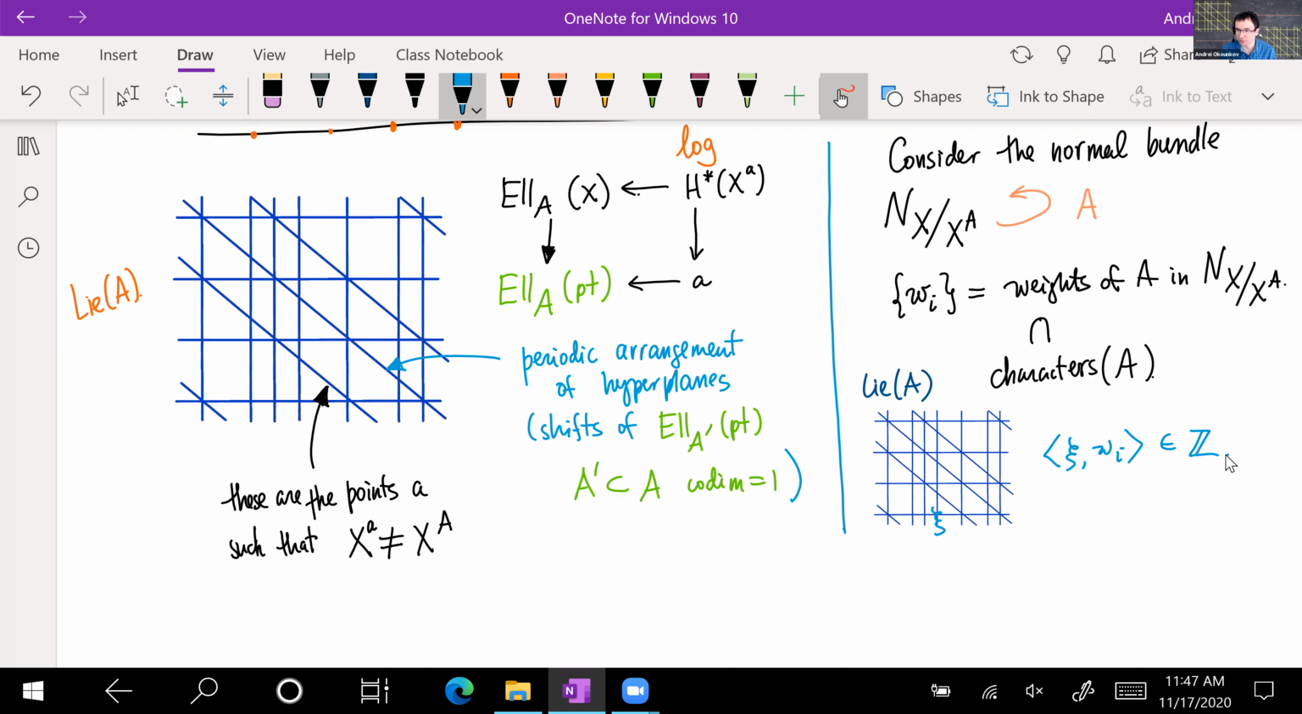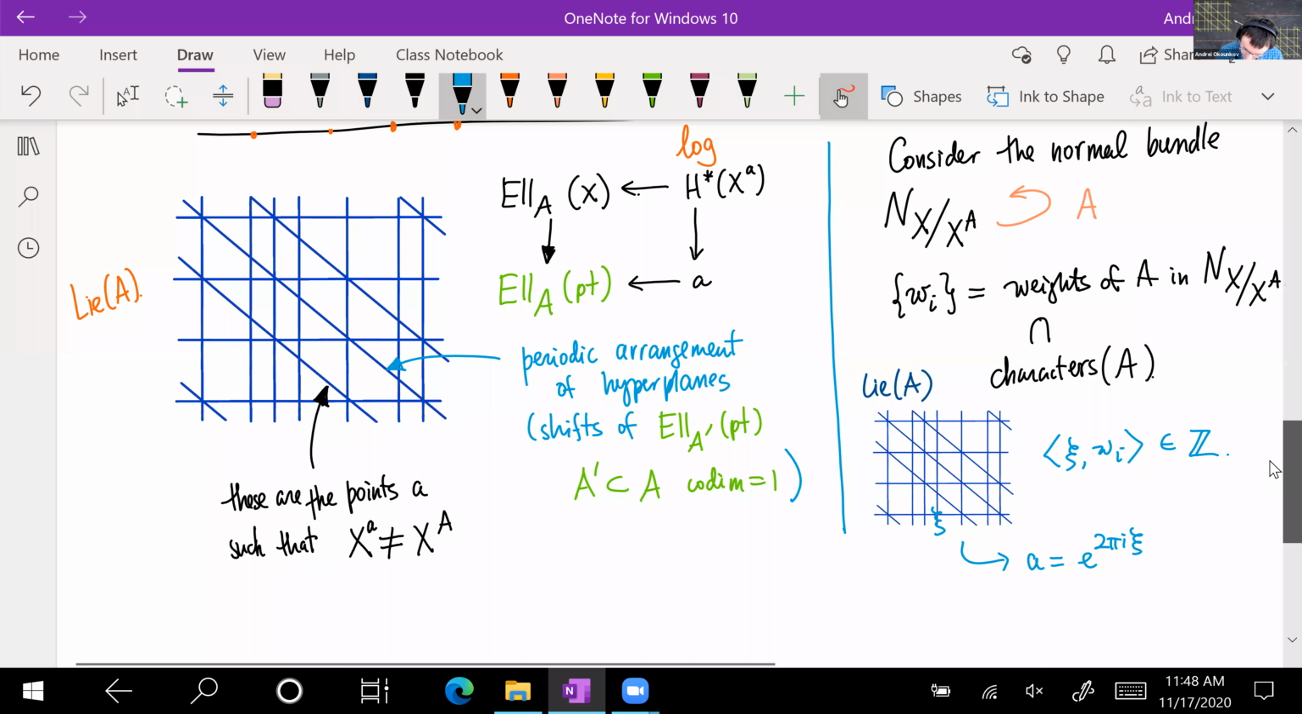So what does it mean? This is the map from the Lie algebra to the torus. This is the map that goes to the point A, it's exponential of 2 pi i xi. And so this acts trivially on some normal bundle if and only if this pairs to an integer. So that is the hyperplane arrangement here.